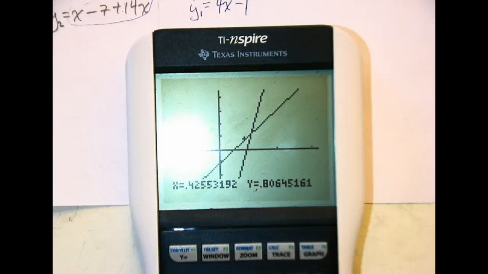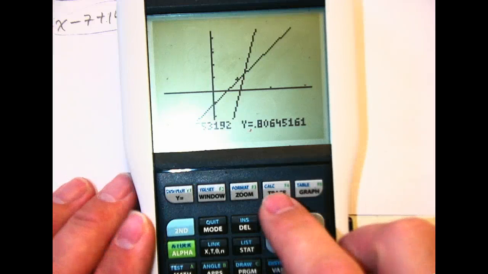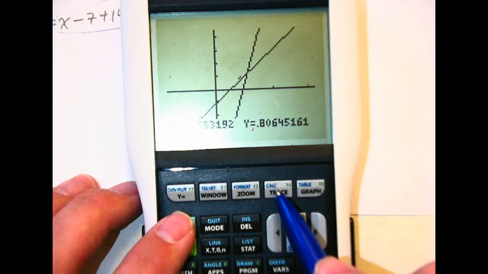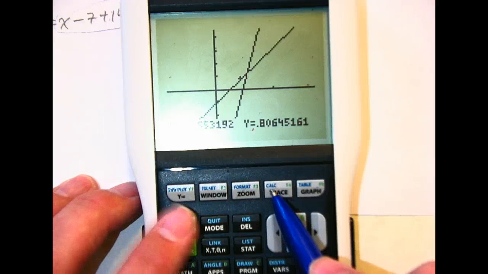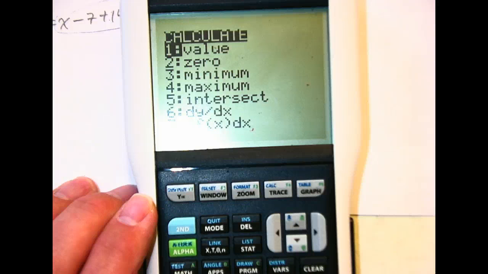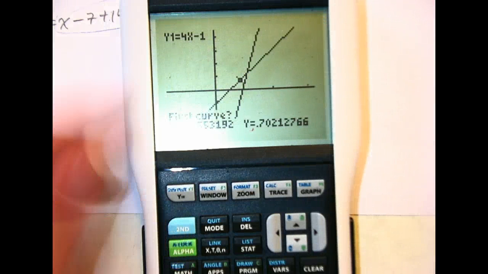Okay, how many are there? Almost. It's loading. All right, I'm going to pause. Okay, so what we're going to do is calculate the point of intersection. Now, you could use trace and try to estimate it, but I'm not going to use trace. I'm going to use the piece right above it that says calc. So I'm going to go second. Everyone should be with me now. Second trace, or second calc, and I want to calculate the point of intersection. Which one is that? Number 5.